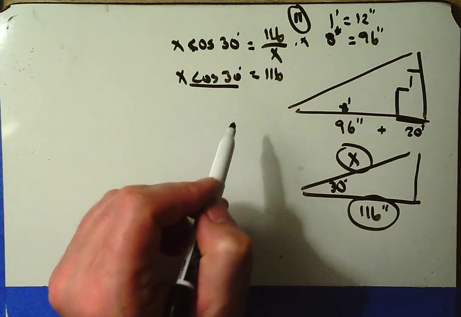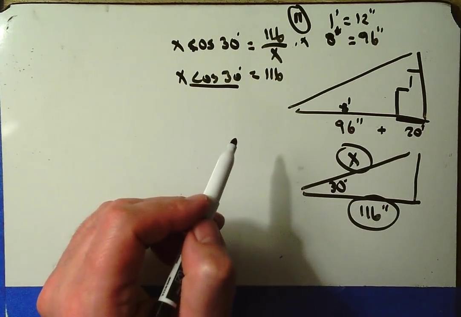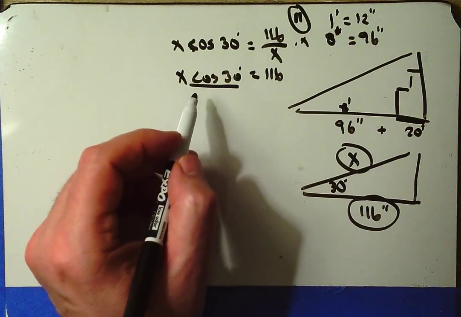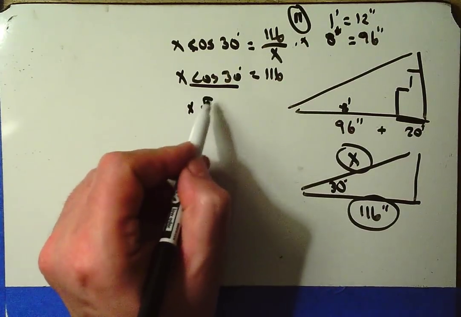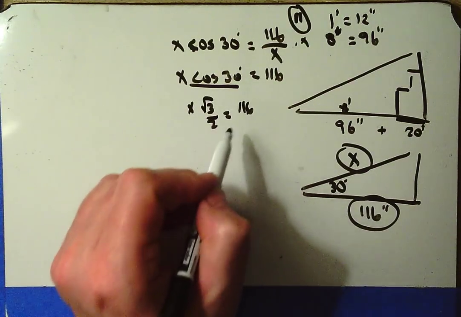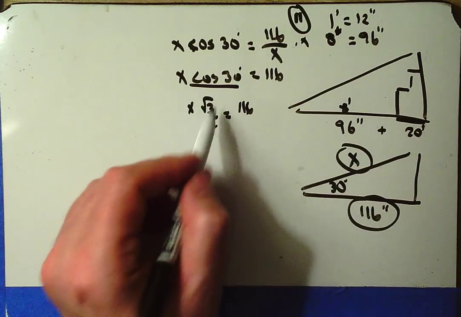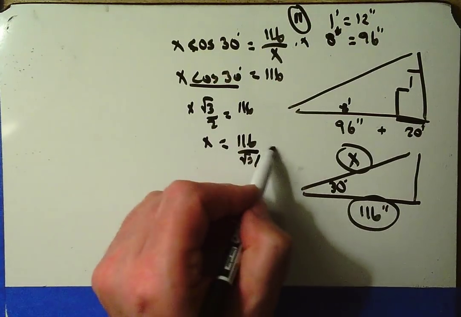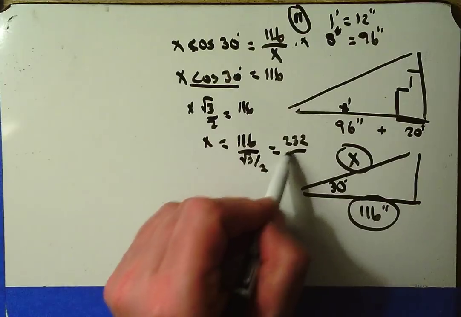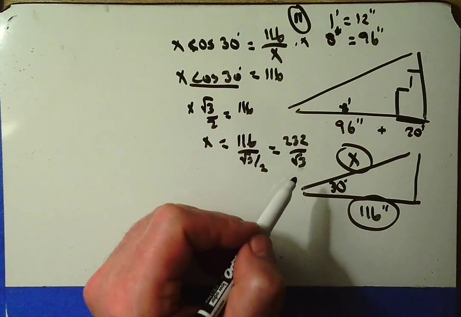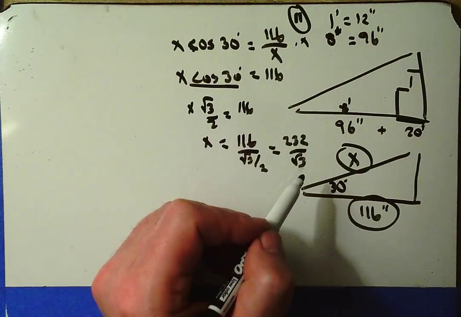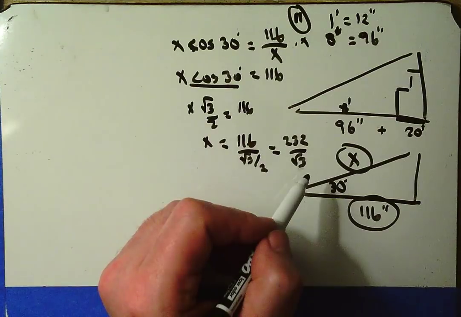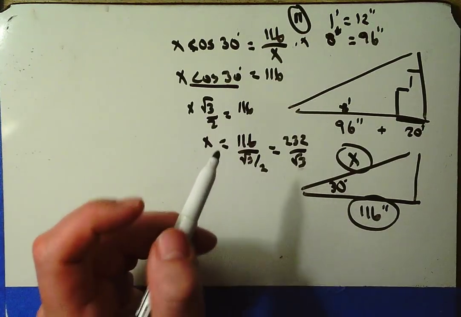Now, cosine 30, if we're comfortable with our unit circle, we know that the cosine of 30 is the square root of 3 over 2. And so I could write x root 3 over 2 equals 116, and then divide both sides by this to get x equals 116 over root 3 over 2, or 232 over root 3. That's not one of my choices. In fact, all my choices are whole numbers, and the question says which is about how long. So they just want an approximation here.